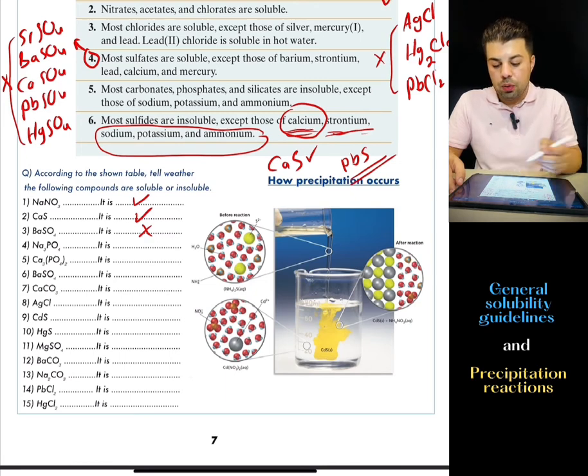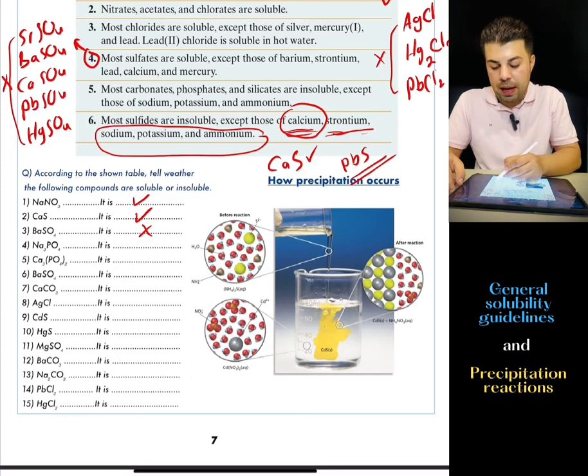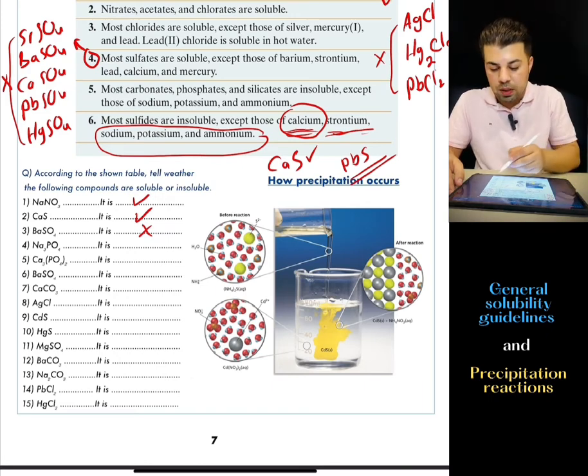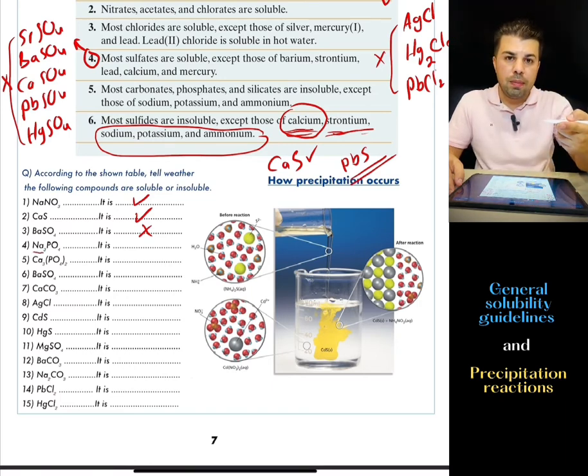Okay, great. Rule number five. So example four here, I have sodium phosphate. According to rule number five, all or most of compounds of phosphate, silicate, and carbonate are insoluble except those of sodium, potassium, ammonium. So sodium, potassium, ammonium compounds all are soluble. So here I have sodium. According to rule number one, because this compound contains sodium, it is soluble.